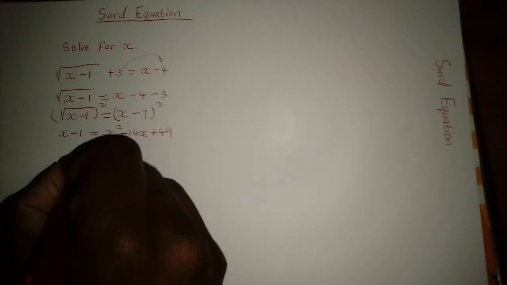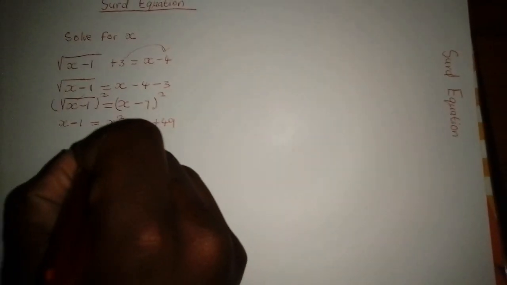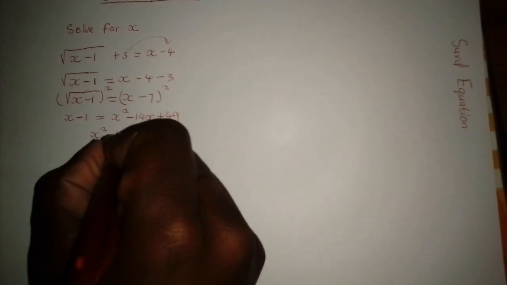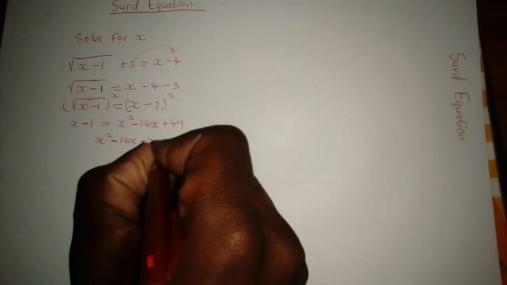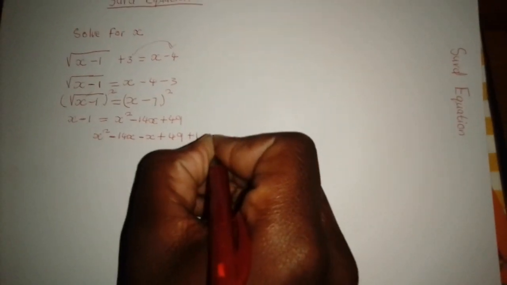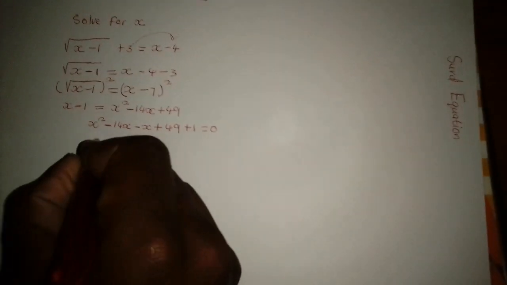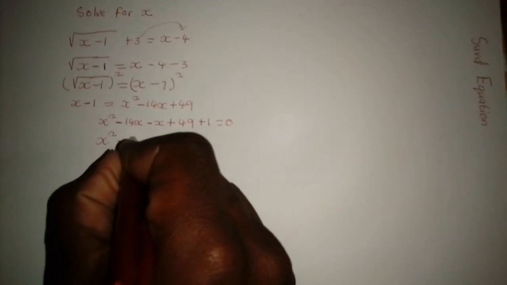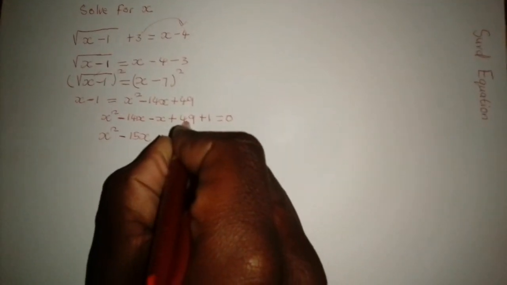From there, we rearrange the terms into standard form. Therefore it becomes x squared minus 14x. Transpose x to the right hand side, it becomes negative x plus 49, as well as negative 1 to the right hand side, it becomes plus 1, equated to 0. So from here, let's collect the like terms. Negative 14x minus x becomes negative 15x. Then 49 plus 1 becomes 50.